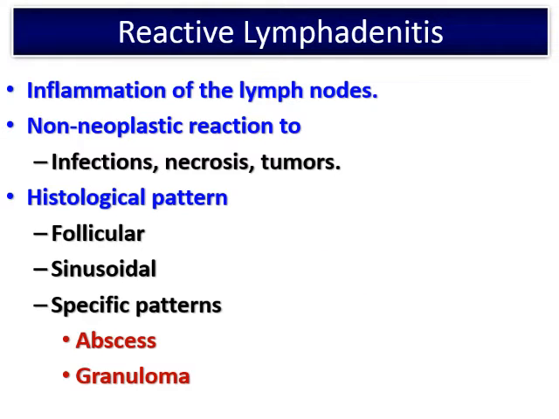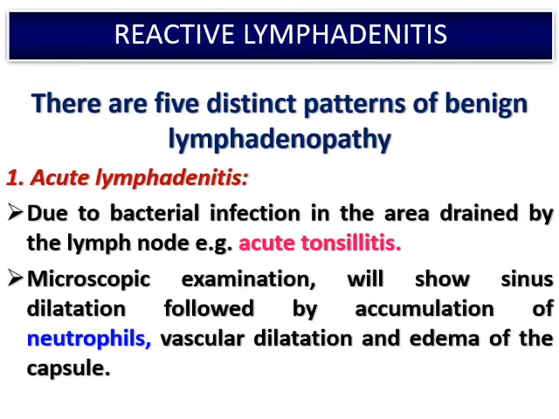Usually this lymphadenitis can either affect the lymphoid follicle, which we call the follicular type, or affect the sinusoids of the lymph node, or it can take a specific pattern in the form of granuloma or inflammation. Reactive lymphadenitis is usually characterized by 5 types. We have 5 patterns of benign lymphadenopathy.